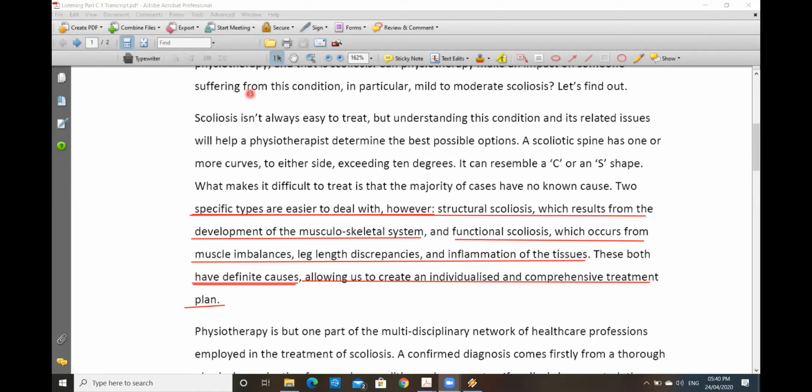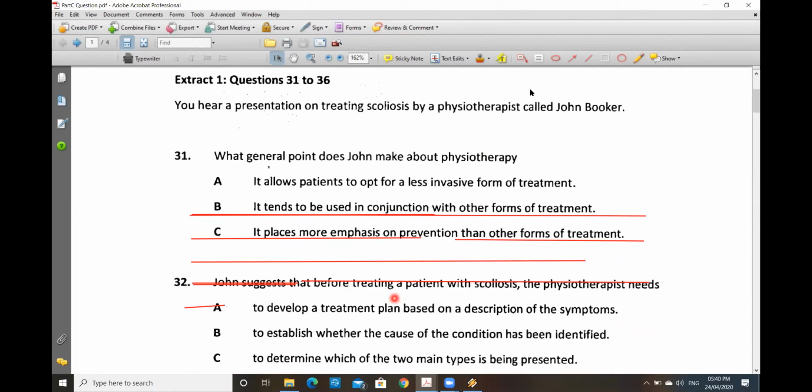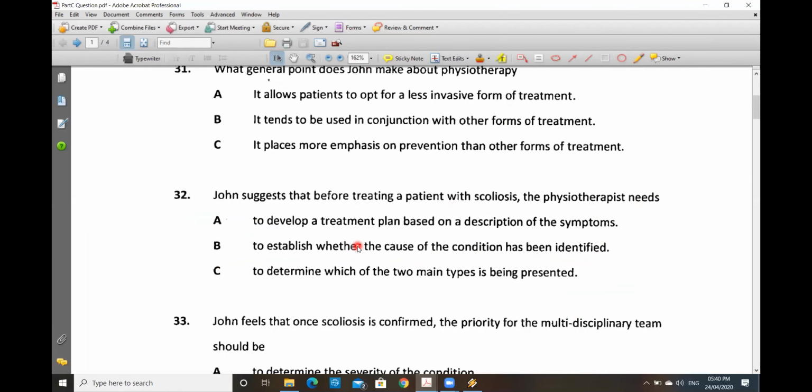Okay, so for the first question, the correct answer is B, and for the second one, it is also B: whether the cause of the condition has been identified. Because there was clearly nothing about the symptoms. They did talk about types, but they were not the main types. They are just two types. And you have to basically identify the cause.